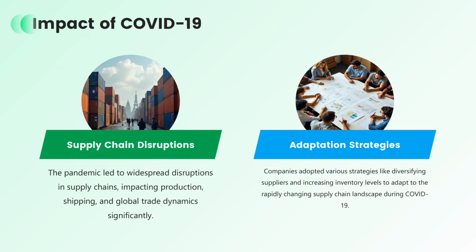The COVID-19 pandemic created widespread supply chain disruptions that affected production, shipping, and global trade dynamics, revealing how fragile some networks were. At the same time, companies adapted by diversifying suppliers, increasing inventory buffers, and rethinking logistics strategies, learning rapidly how to operate in a more uncertain world.